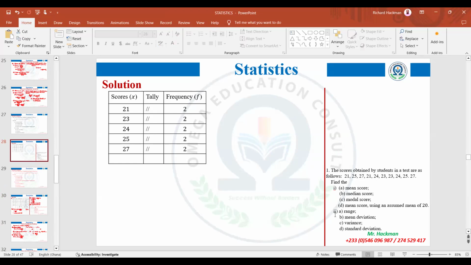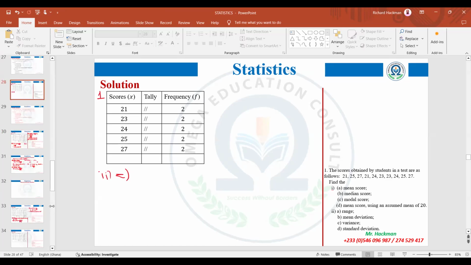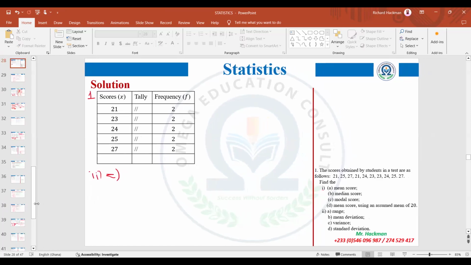In this case, we are going to look at that of II, the solution to question 1. For your solution, you need your table, which you have generated, then you come to this. So indirectly, this is the information given. Then you come to II. IIA, what are we looking for? We are looking for the range.